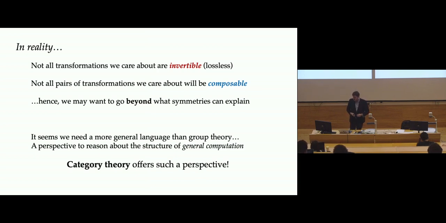So we might want to go beyond what symmetries can explain if we want to go towards a full, true theory of architectures. And it seems that to do that, we need a language that's more general than group theory, something that will allow us to talk about the structure of generic computation. And as we will discuss in today's block of lectures, category theory offers such a perspective.